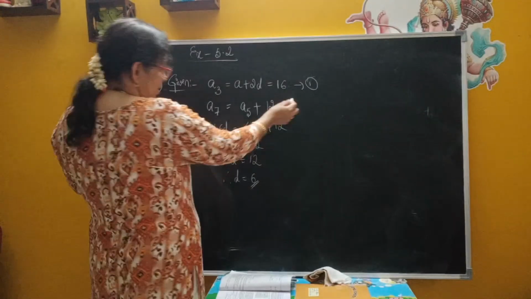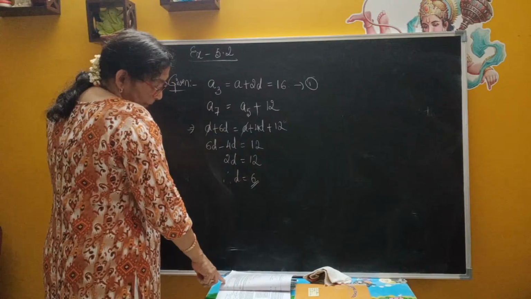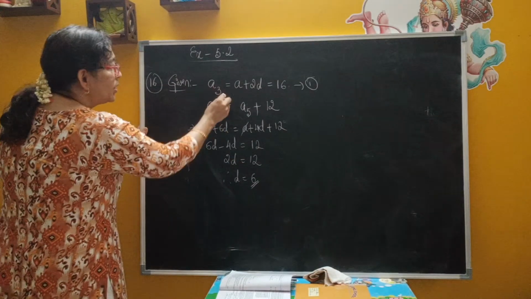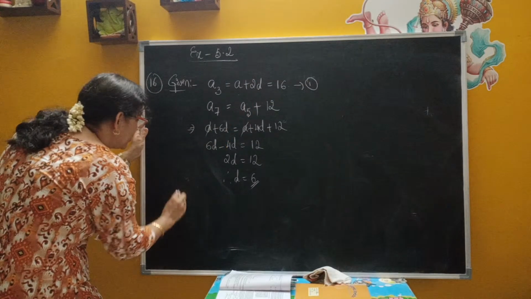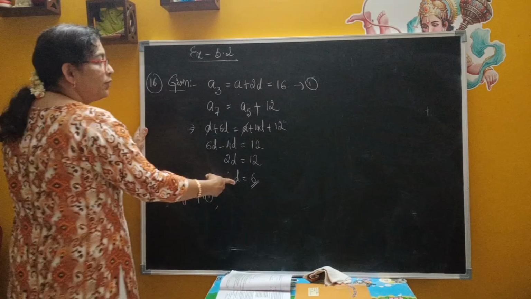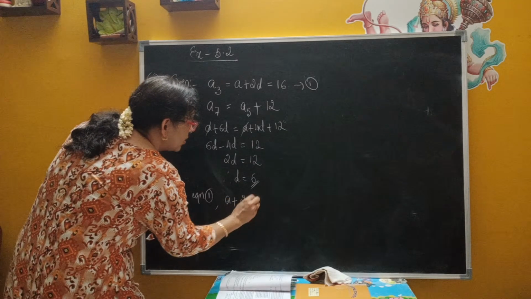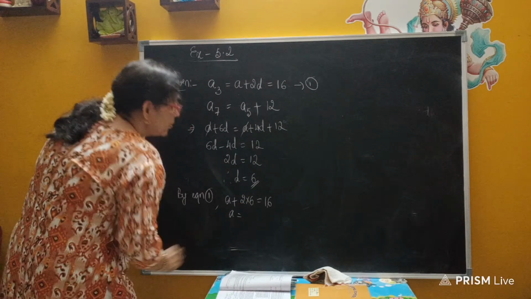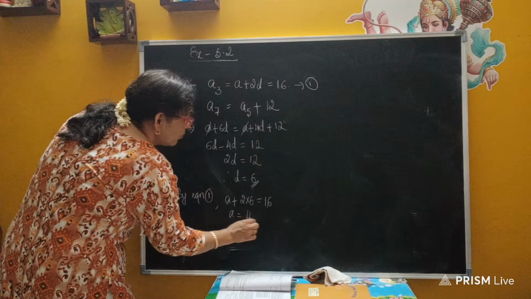Common difference is 6. Using this, let us find the value of A. Let me take the first equation. By substituting the D value in equation 1, A plus 2D, that is 2 into 6, is equal to 16. So A is equal to 16 minus 12, since 2 6s are 12. 16 minus 12 is 4.